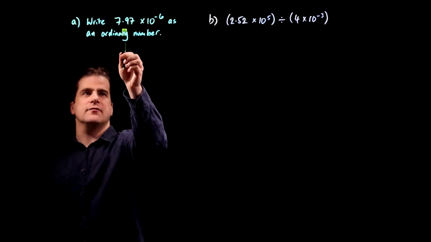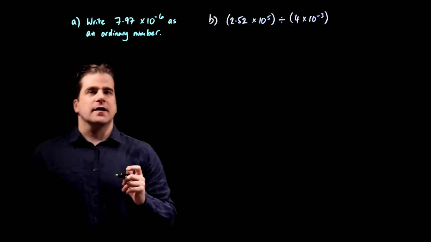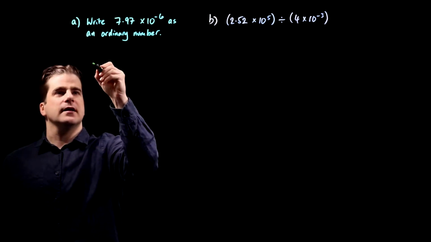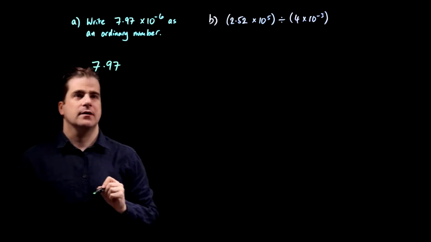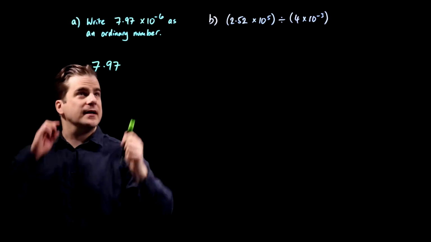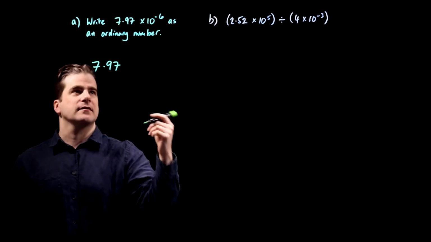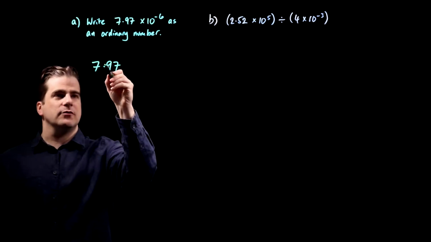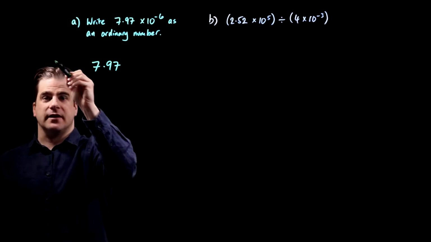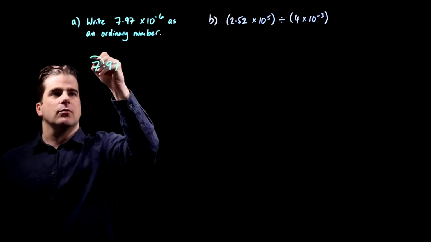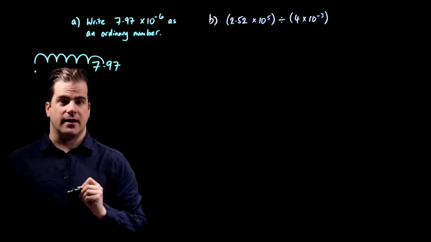Okay, we have to write 7.97 times 10 to the minus 6 as an ordinary number. So let's write it here. Well, let's start with 7.97. Now, 10 to the minus 6 means we have to make it smaller, because it's 10 to the minus something. So we're going to move the decimal point 6 positions to the left to make it smaller. 1, 2, 3, 4, 5, 6. Okay, so the decimal point is going to go there.